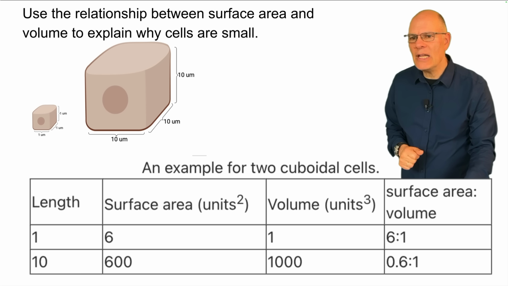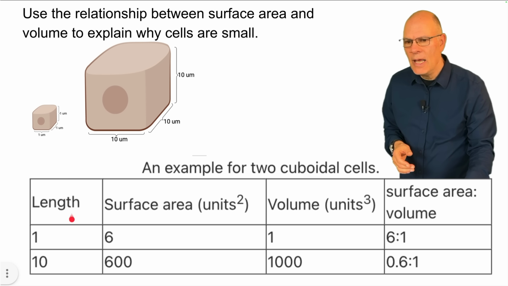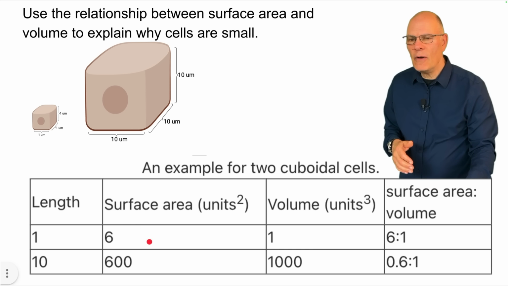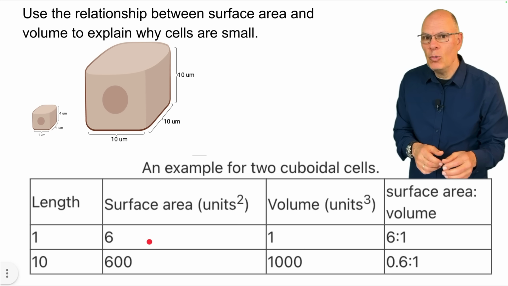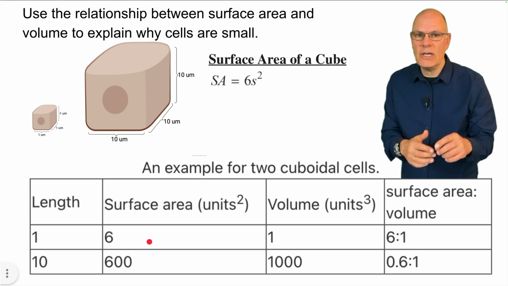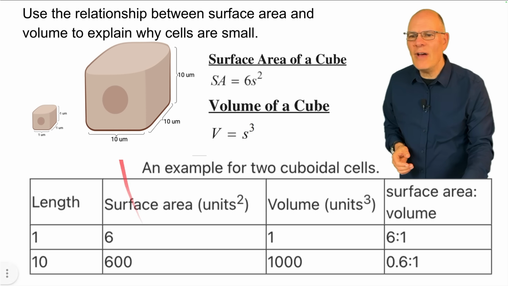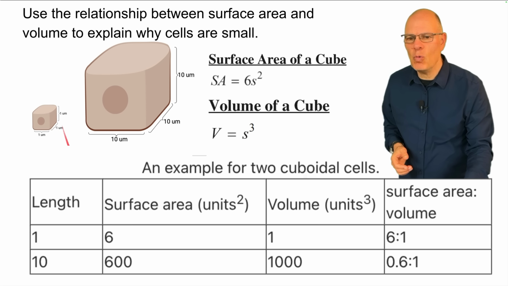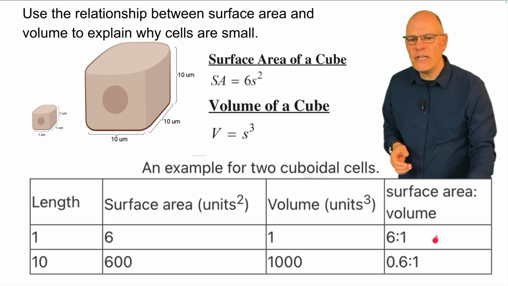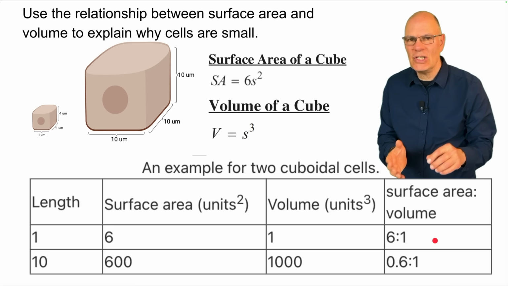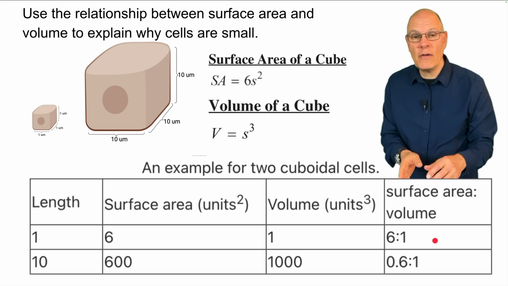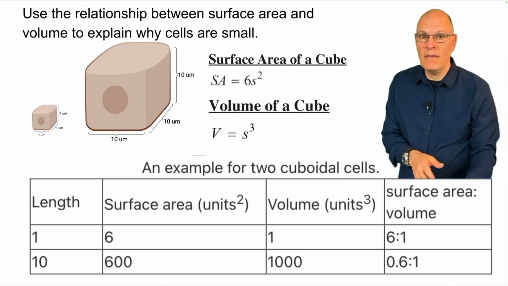If you have a cell that's 1 micrometer, 1 micron on the side, that's its length, then its surface area, if it's cubic, would be 1 times 1 times 6. Think of the formula for surface area for a cube. Its volume is 1 times 1 times 1, and therefore its surface area to volume ratio is 6 to 1. 6 units of surface area to every 1 unit of volume.